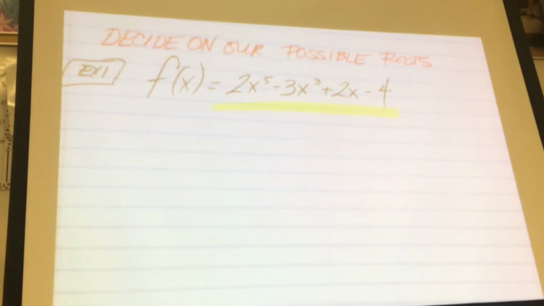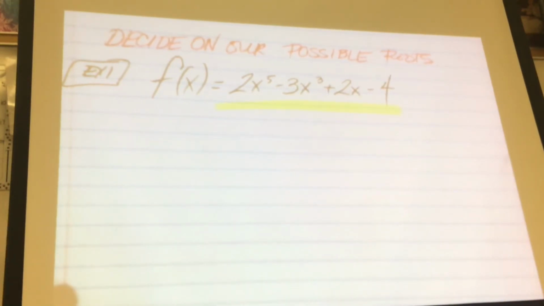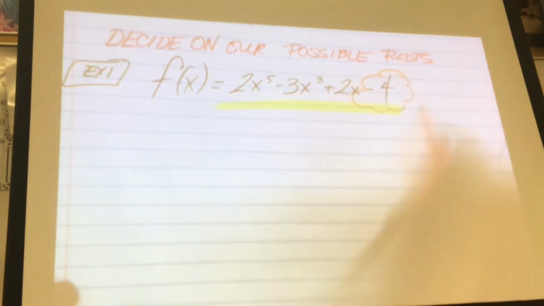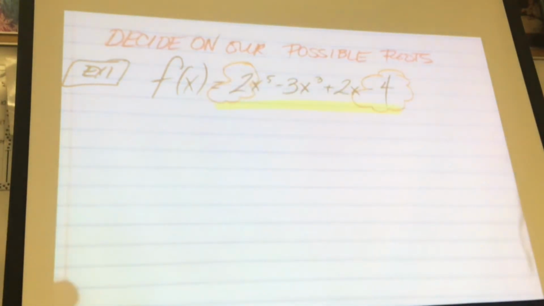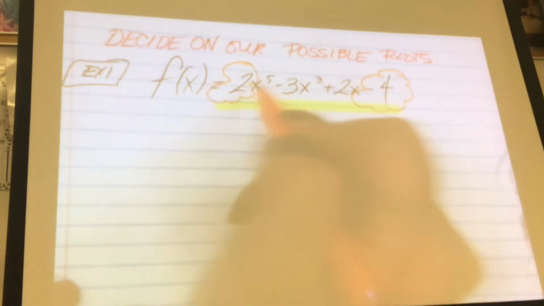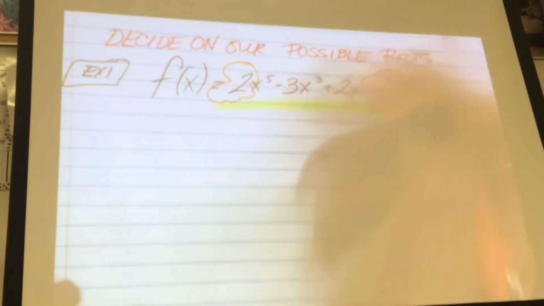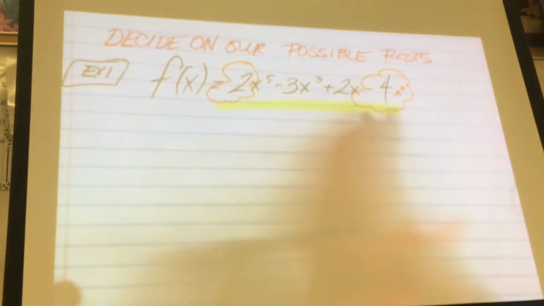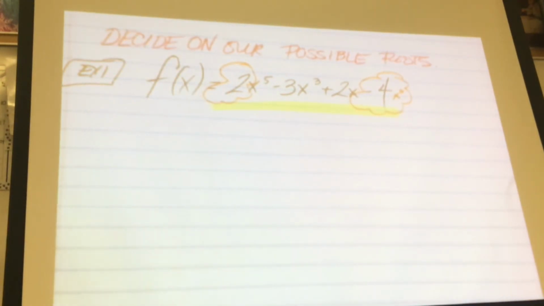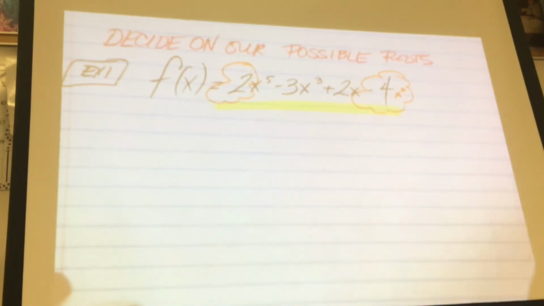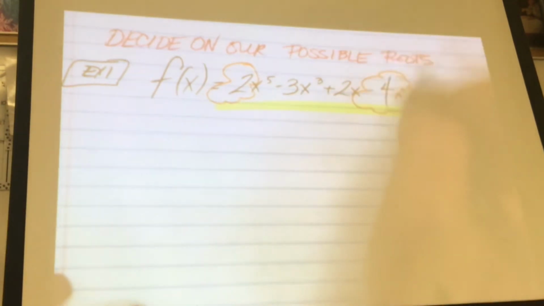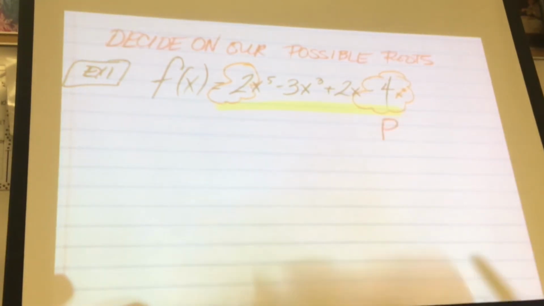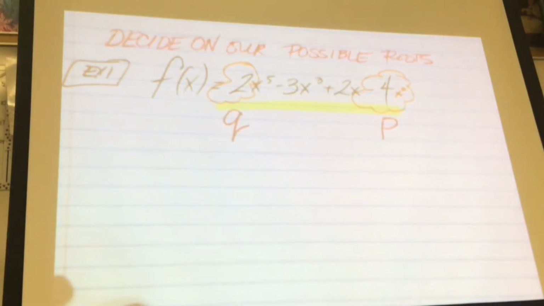Whenever you want to find out what are the possible roots, the only 2 coefficients you need to pay attention to are the lowest and the highest. What I mean by the lowest and the highest is the highest power is x to the 5th. The lowest power is x to the 0. So those are the 2 that you need to pay attention to. The lowest coefficient, we call that P. The highest coefficient, we call that Q.